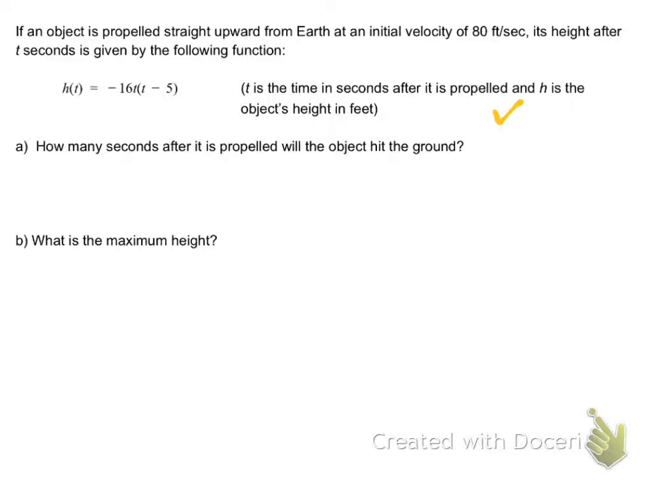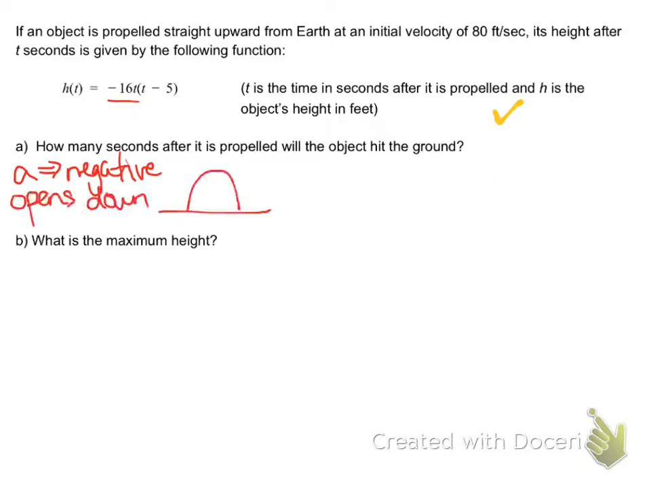Well, let's think about this for a second. T is the time in seconds, and this is in intercept form because, again, there's no exponent. And so I see that my a is negative, which means that my parabola is going to open down.